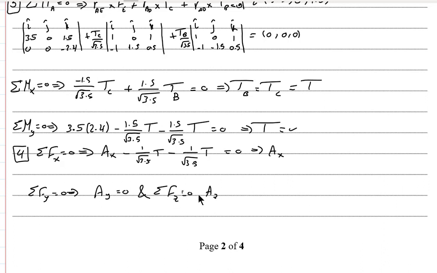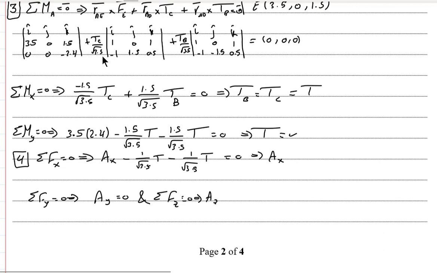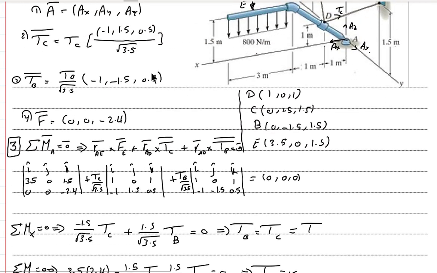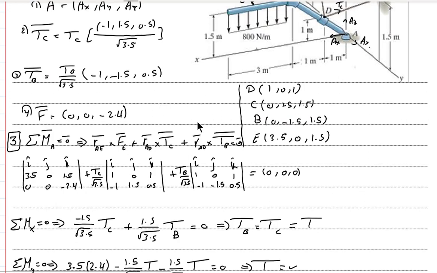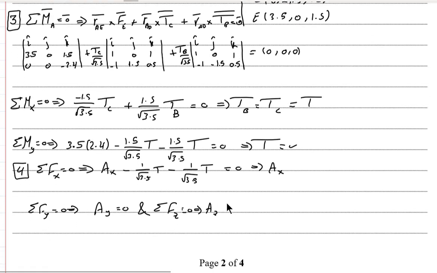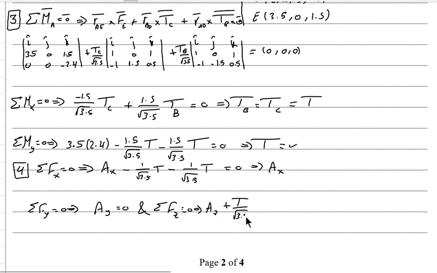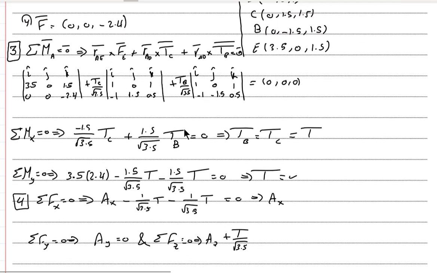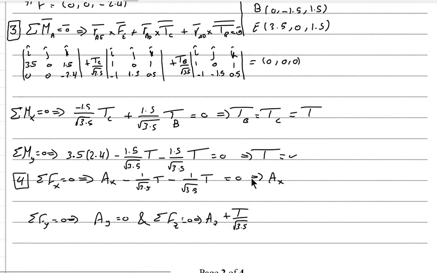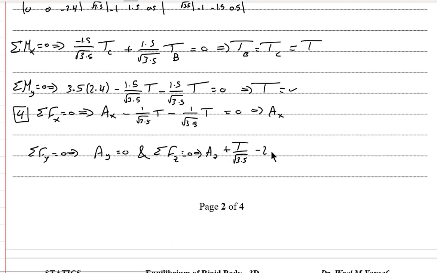We have AZ, and then we have here half and half will be 1, T over root 3.5 plus T over root 3.5, and then minus 2.4 equals 0, so that we can get the value of AZ.